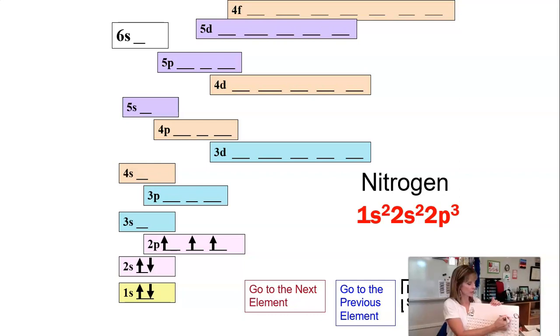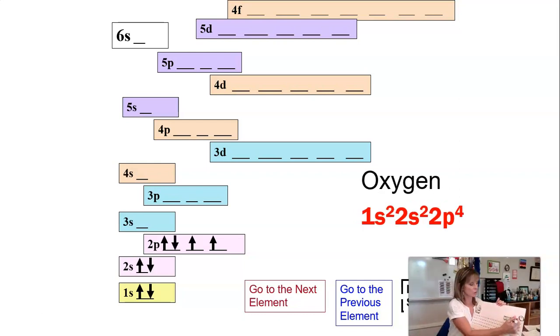Nitrogen, right here. 1s2, because both of these electrons are filled. 2s2, because both of these electrons are filled. Go over the second row, still in the second row, but now I'm in the P block, 1, 2, 3 electrons over. Oxygen, right next to it. What do you think it is? 1s2, because both of these are full. 2s2, because both of these are full. 2p4.